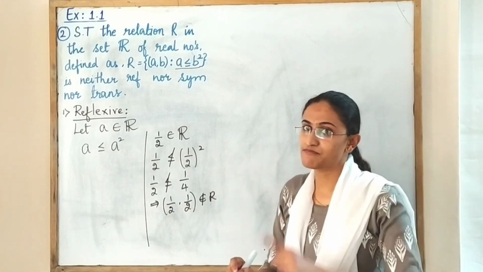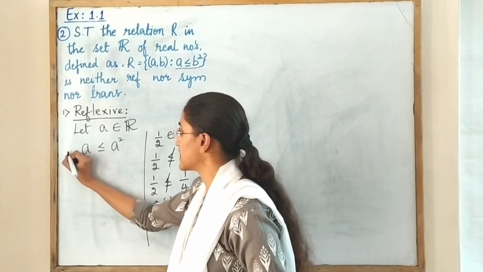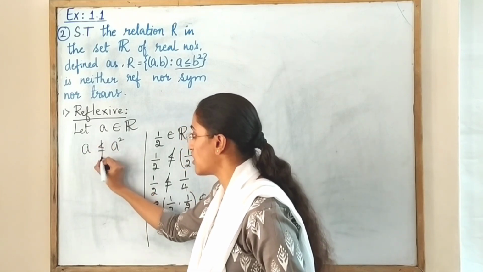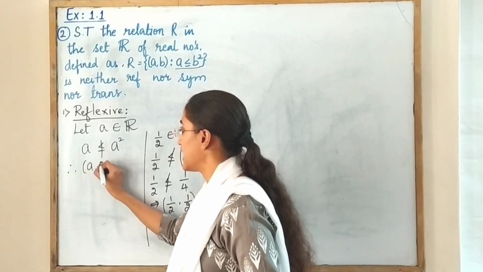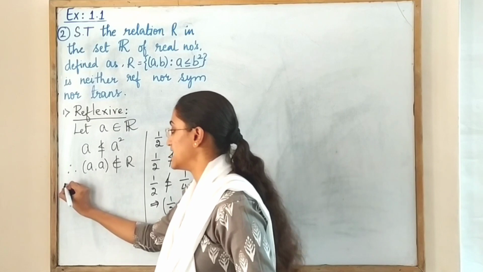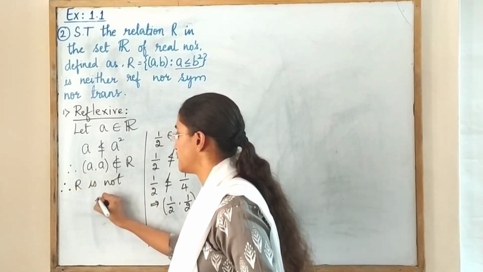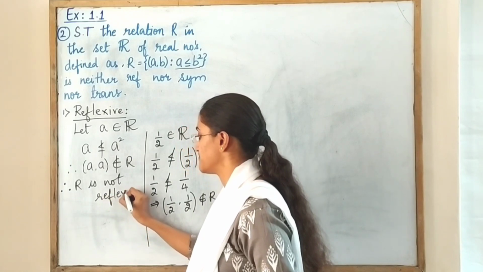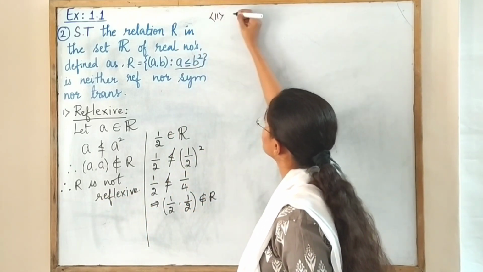One counter example is enough for us to disprove it, and therefore you can conclude that A is not less than or equal to A square, and therefore A comma A is not in the relation R, and hence R is not a reflexive relation. Check for the second one, that is, the symmetric one.